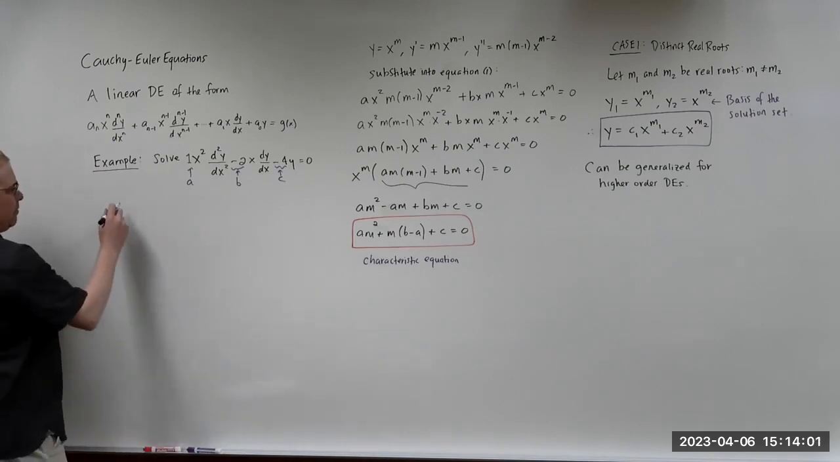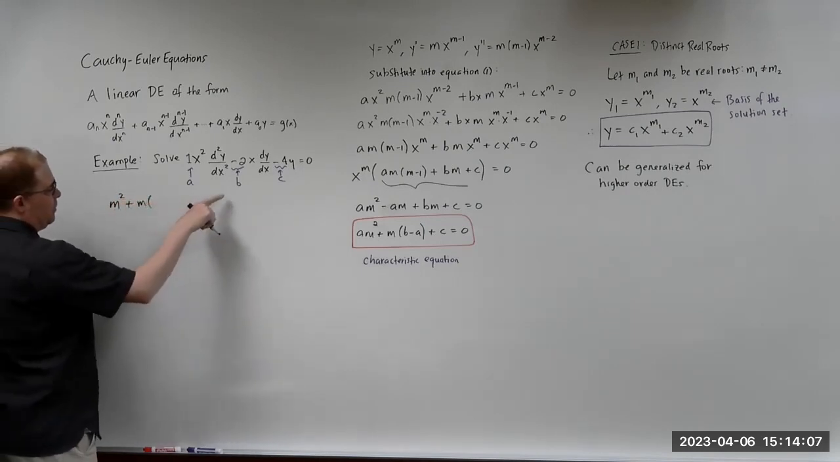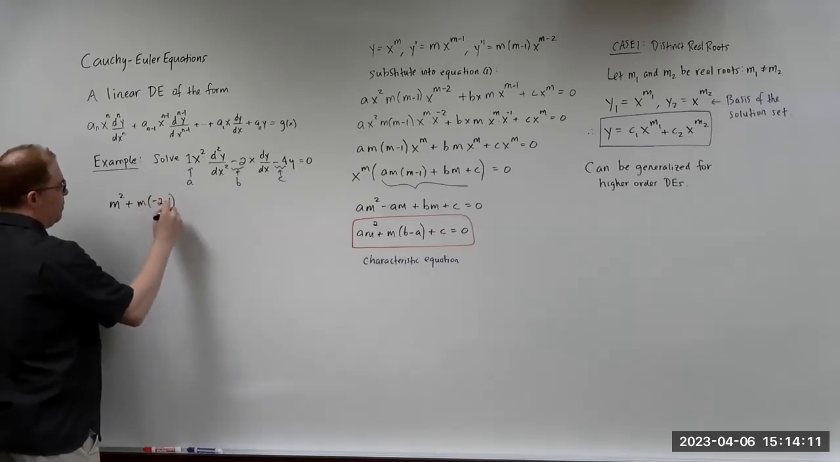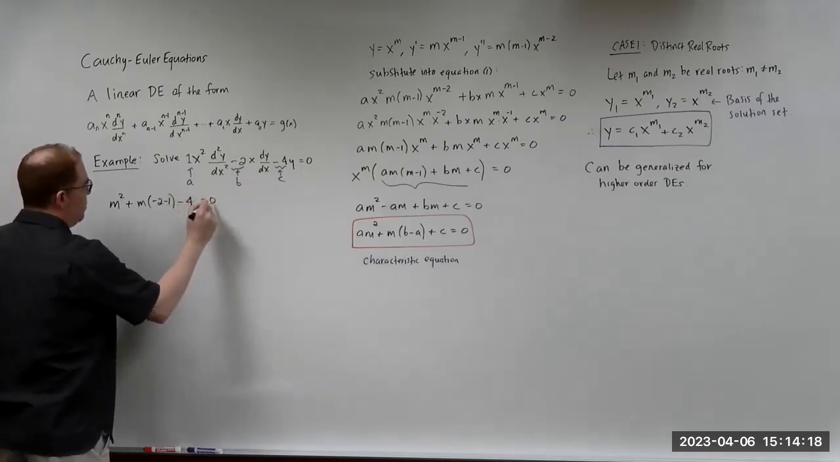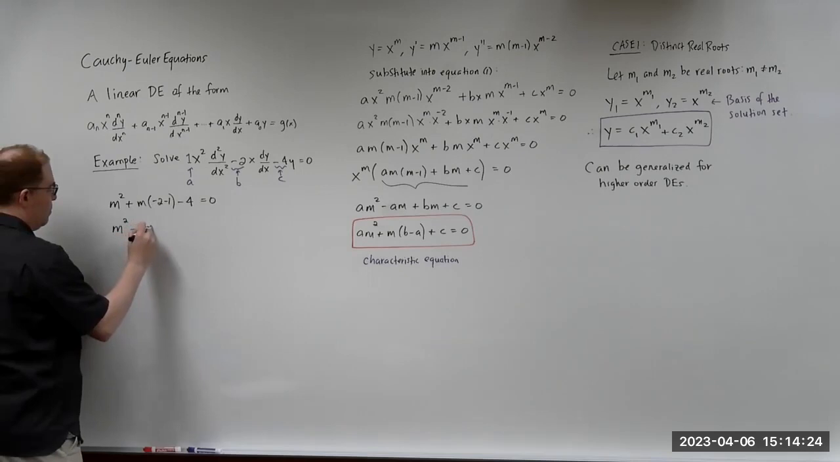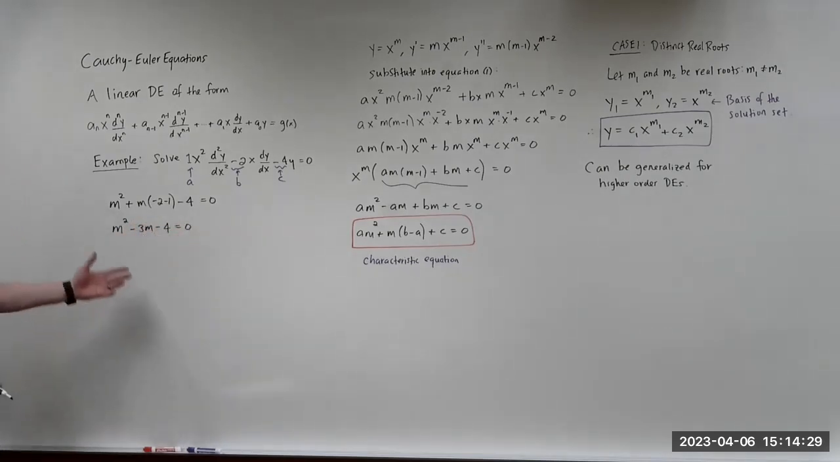All right, so we're going to have m squared plus m times b, where b is minus two and a is one, plus, in this case, c is negative four, so we have minus four. So this is going to simplify to give us m squared minus three m minus four. Okay, there's our characteristic equation.